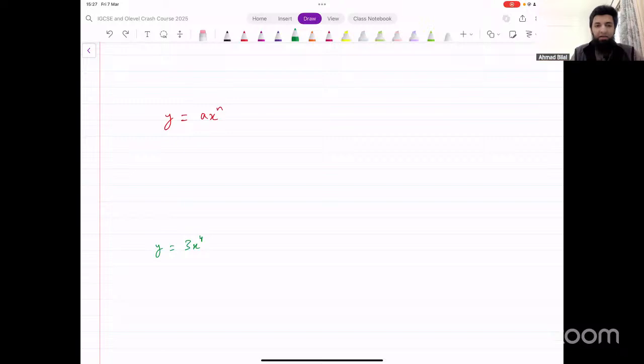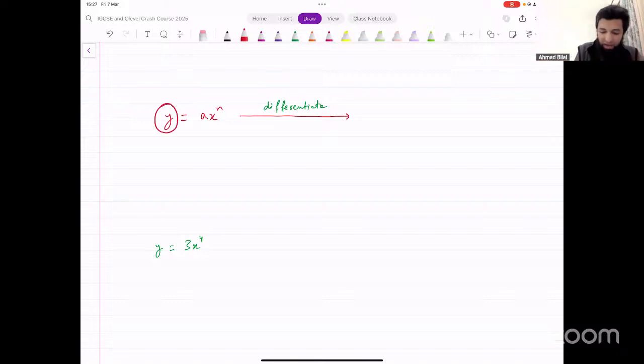How do you find the gradient at any particular point for this function? We use differentiation for this. We differentiate this function, and that gives us something that we call the derivative of the function. And the notation that we use for that is, if y is the function, we say dy over dx, derivative of y with respect to x, that's the derivative of this function. What is that going to be given by?